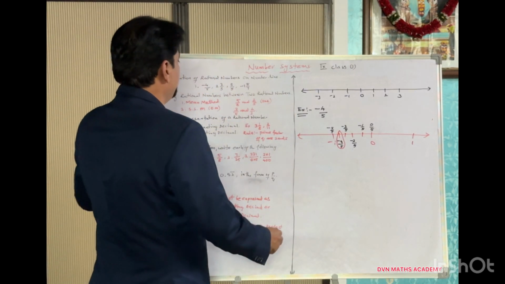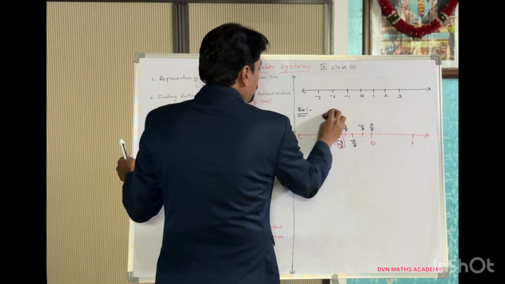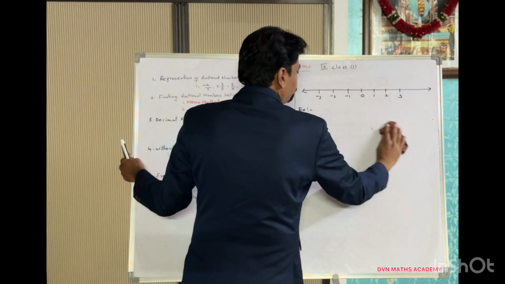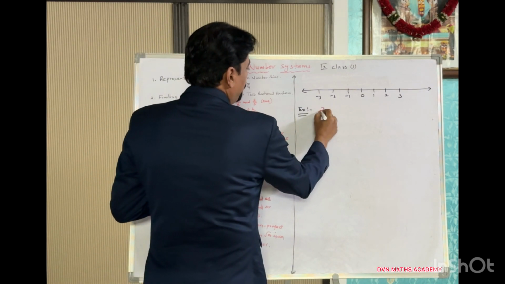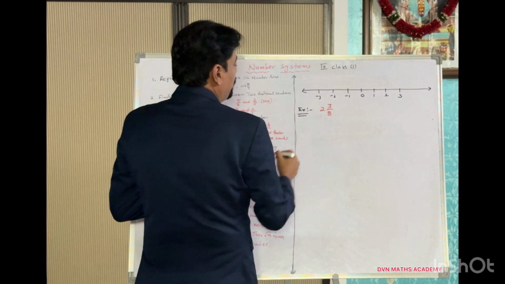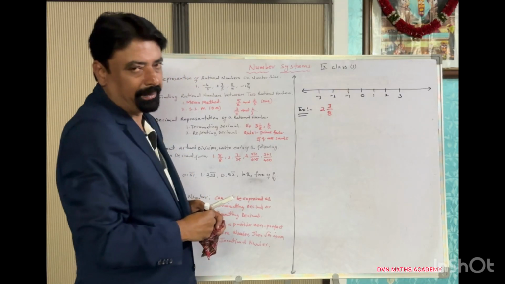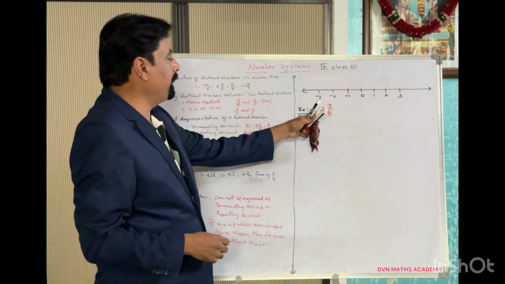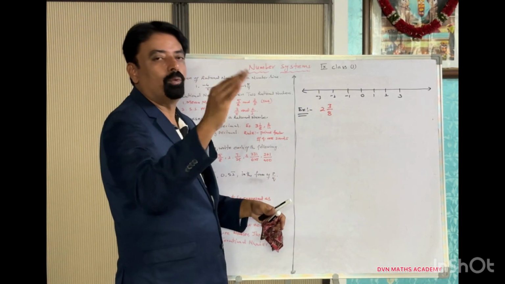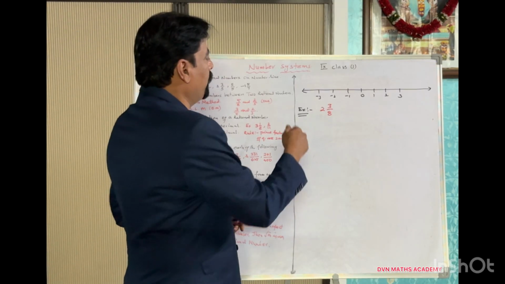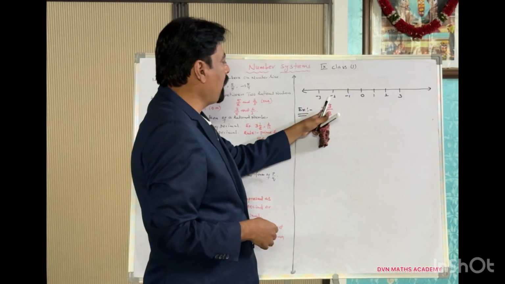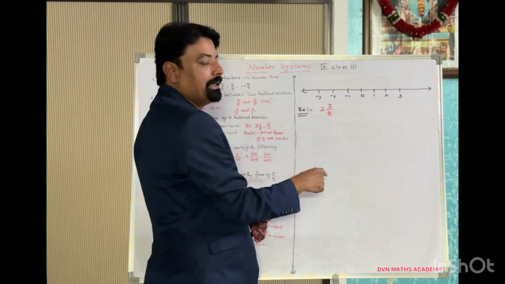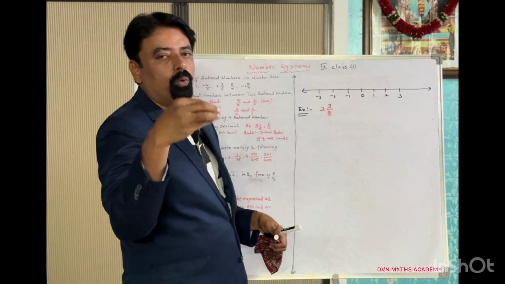Here I have taken some different types of examples. So the next example is 2 and 3 by 8. There are 2 methods to represent this rational number on the number line. By seeing only we can say that this rational number is more than 2, so it will be located after 2. 2 and 3 by 8 means this rational number value is more than 2.